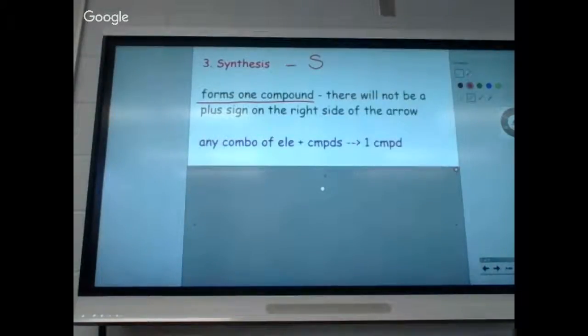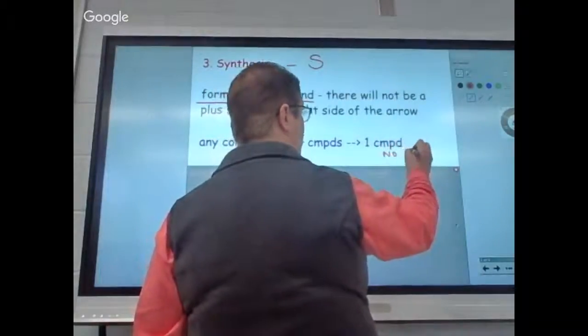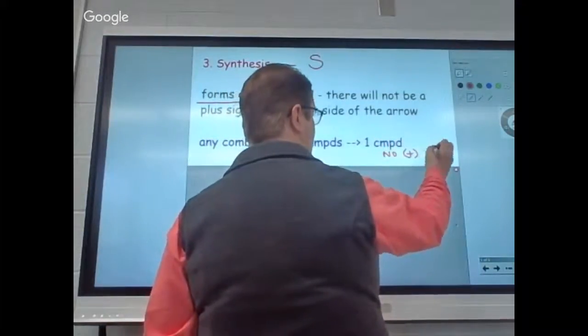All right, so in this one, notice that on the left I wrote you could have any combination of element or compound. You could have two elements, you could have one element and a compound, you could have two compounds. You could have any combination on the left side. But on the right, what can you have? Only one compound. So again, there's no plus sign on the right.